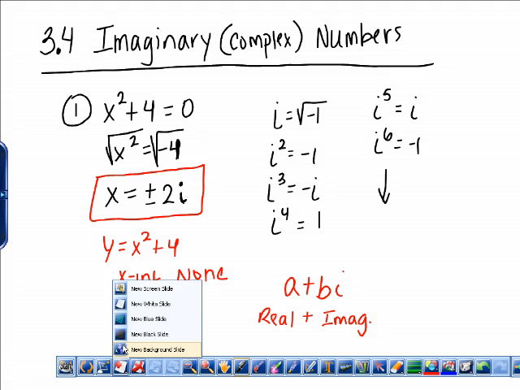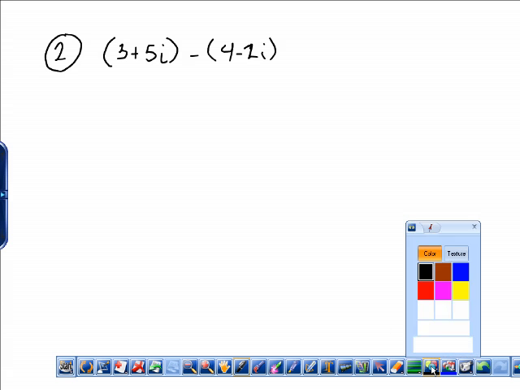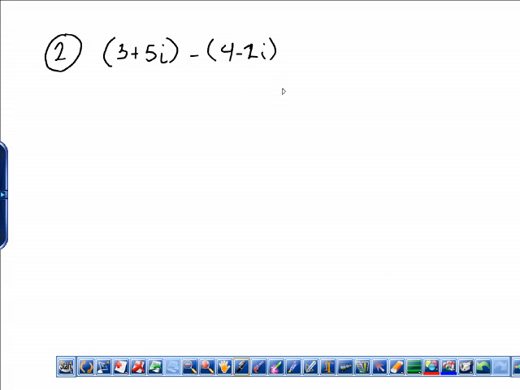Alright, let's do another example. Let's do some operations. We have 3 plus 5i minus 4 minus 2i. You may remember this from last year. This is pretty simple. You're really treating i almost like it's a variable, like x. So this would be 3 plus 5i minus 4 plus 2i, because we're distributing that negative. Combine the real components to make -1. Combine the imaginary components to make 7i. And there you go.